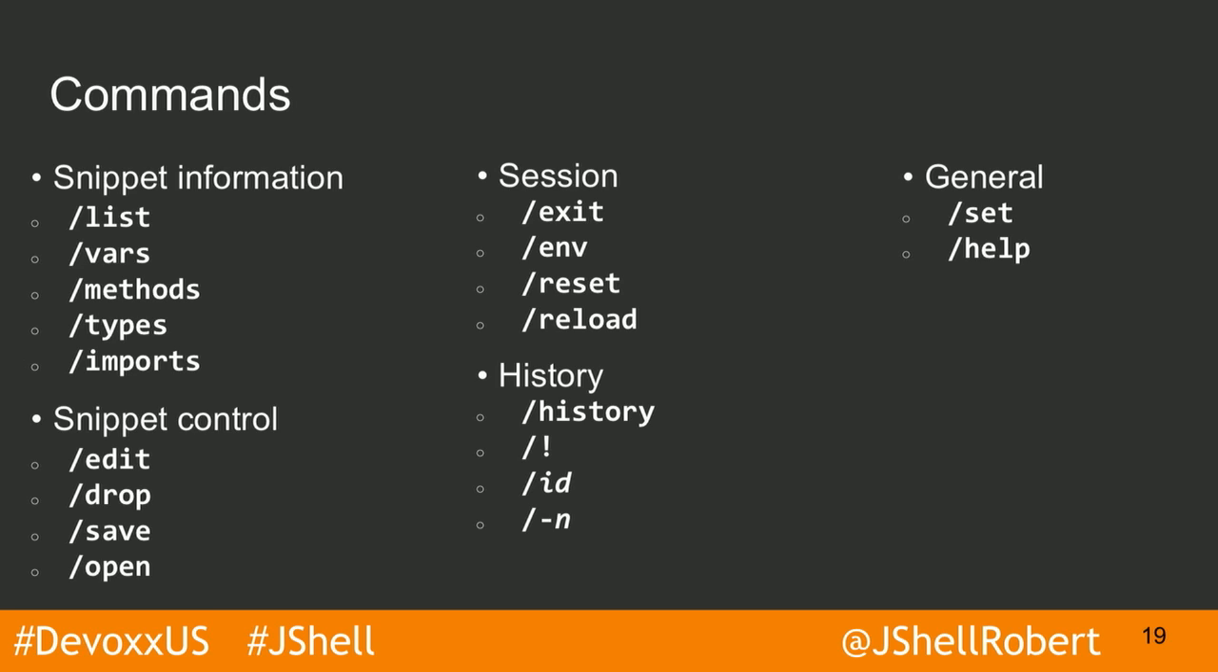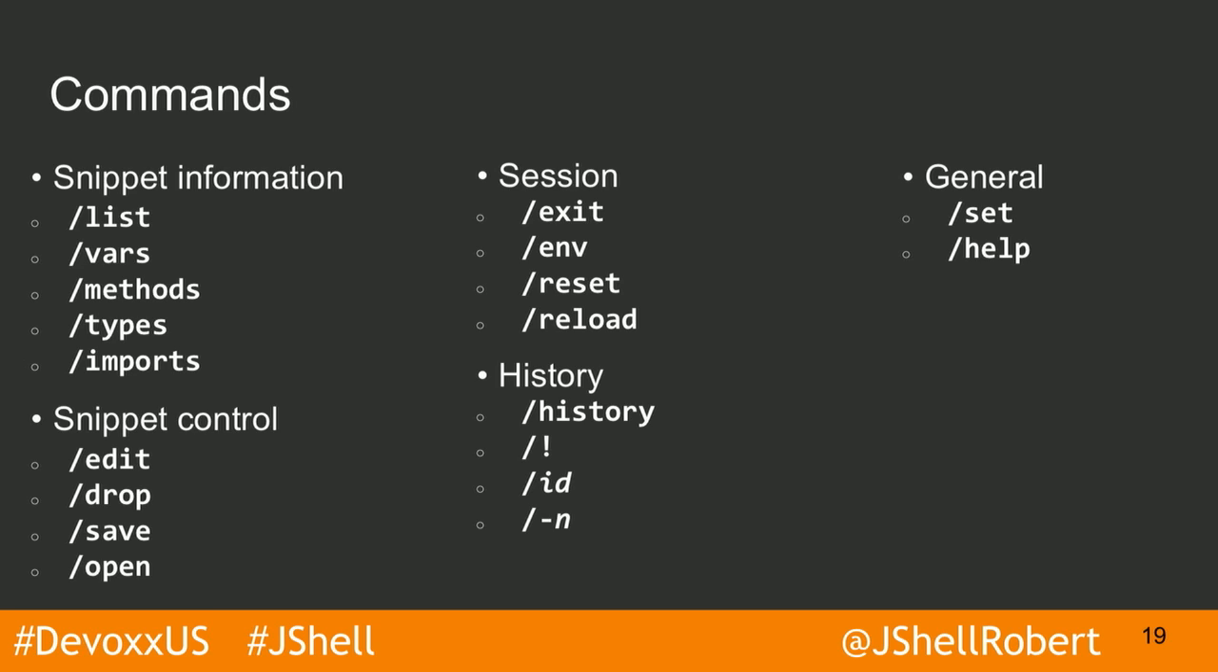Commands. So there's list, which shows you the snippets you've defined, you've entered. There's vars, which shows you the variables and their values. There's methods, which shows you methods and their types. And there's types for classes, interfaces, et cetera. And imports.